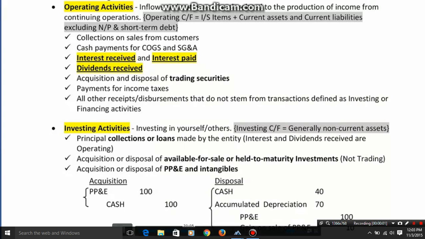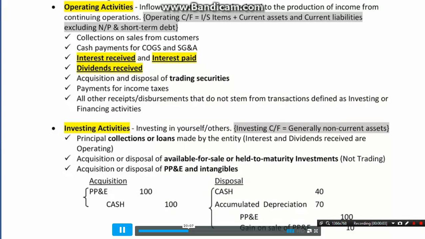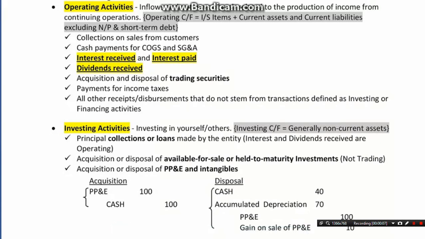Dispose the investment, that's a cash inflow from investing. Next one, acquisition or disposal of PP&E and intangibles. So make an investment, cash outflow. Dispose it, cash inflow. Now for investments in PP&E, draw arrows and write includes any gain or loss on sale.